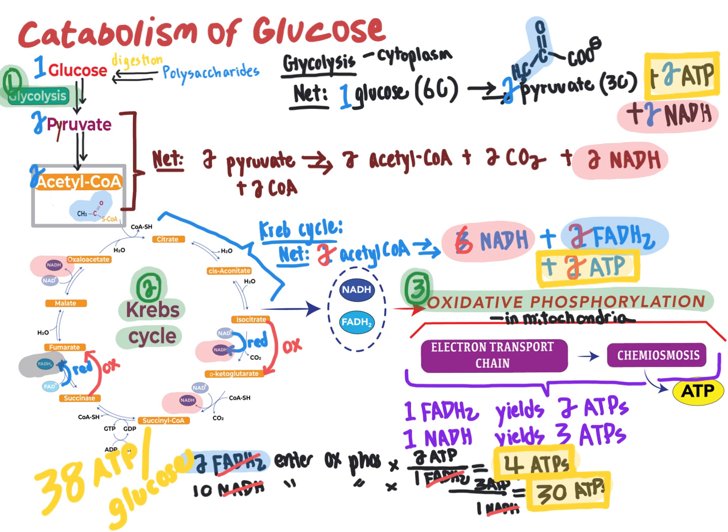Analogously, in yeast and some other microorganisms, under anaerobic conditions, pyruvate enters fermentation, and fermentation ultimately generates alcohol, or ethanol to be specific, as the product, and that is how home brews are made.